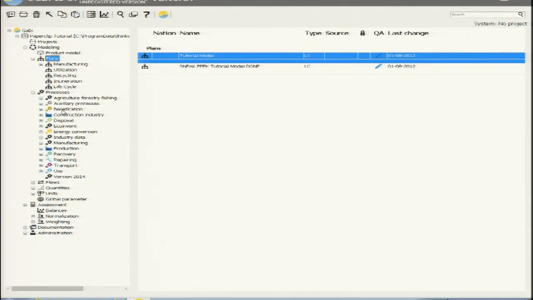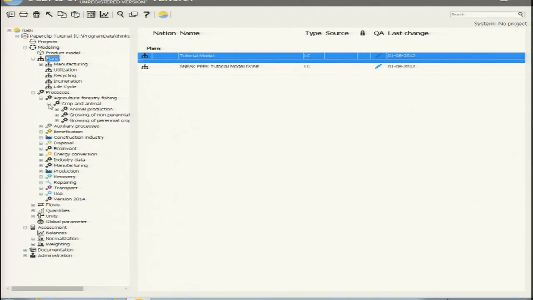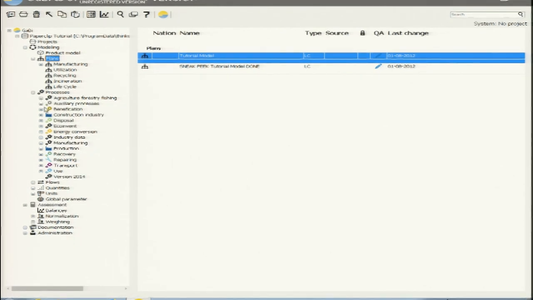These are all objects here. In processes we have agriculture and forestry. If I expand agriculture and forestry, it has crop and animal. In crop and animal, it is animal production, growing non-perennial crops, growing perennial crops. So many things are there. We are more concerned with manufacturing and production. In manufacturing, it is showing manufacturing of beverages, manufacturing of food products. So GaBi has classified manufacturing in a way that only beverages and food products are there.